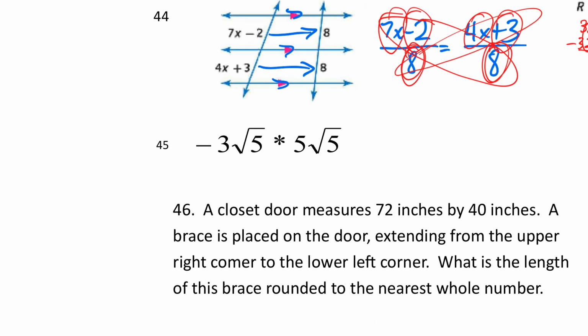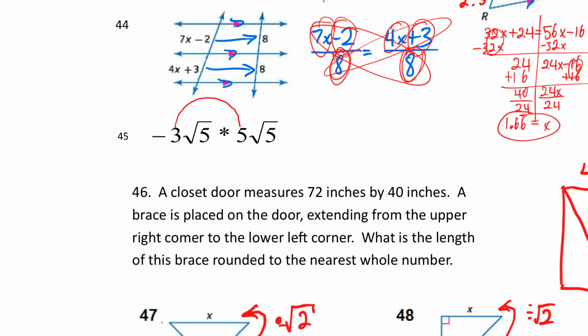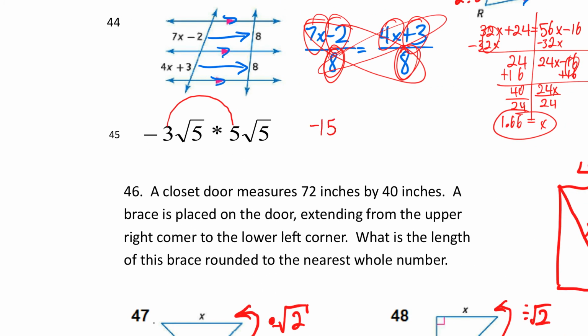Okay, next one. So when we multiply stuff like this, outside numbers multiply together. Negative 3 times 5 is what? Negative 15. Then we multiply the inside numbers together. 5 times 5 is 25. Okay, now 25 right here is actually a perfect square. What's the square root of 25? It's just 5, so this just ends up being negative 15 times 5, which is negative 75.